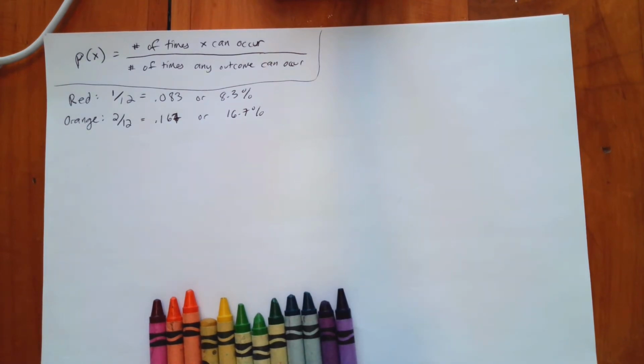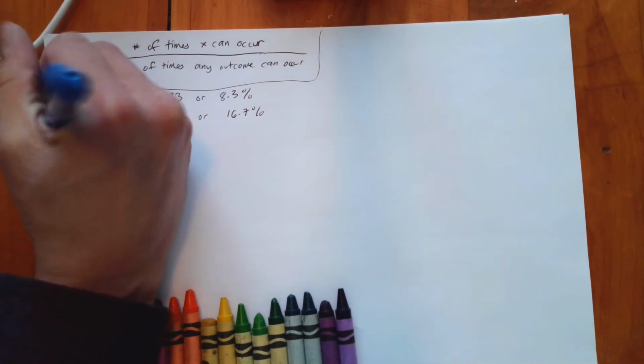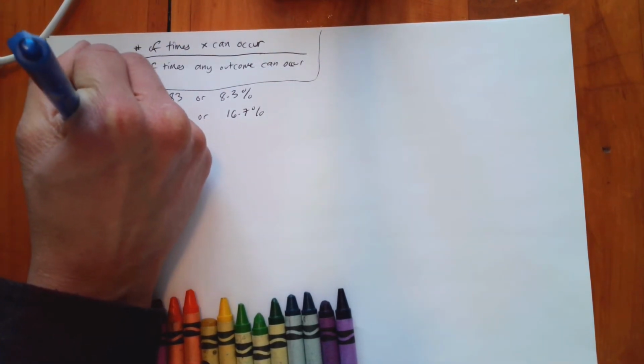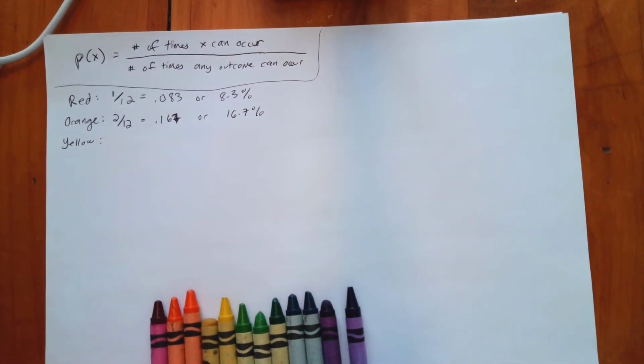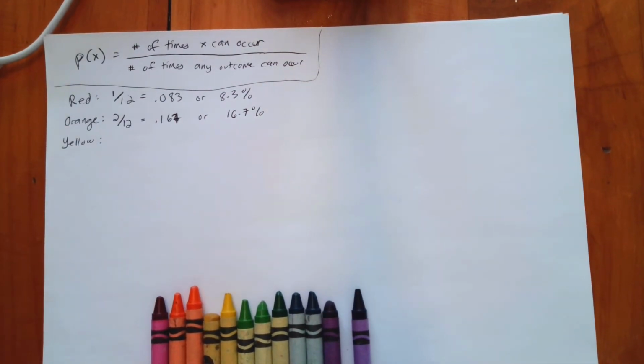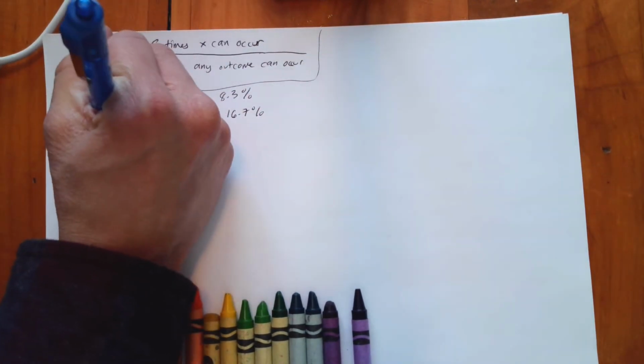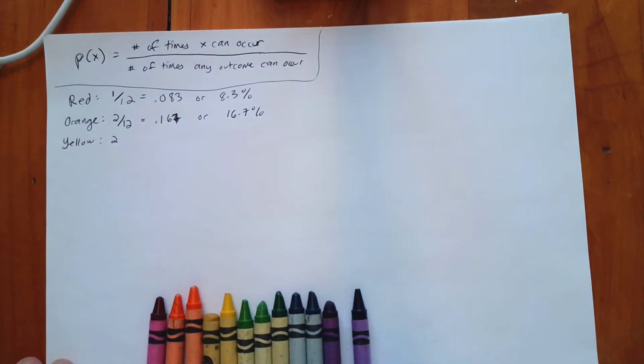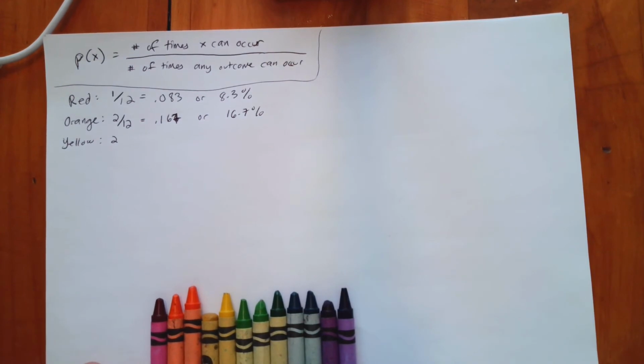So we'd say there is a 16.7% chance of picking an orange crayon. All right, yellow. Now we're going to do the same thing for each of these. So we want to see how many yellow crayons we have. That's 2 again. And we still have 12 crayons total. So that means we have 2 chances to get a yellow crayon out of our 12 chances to get any color crayon.